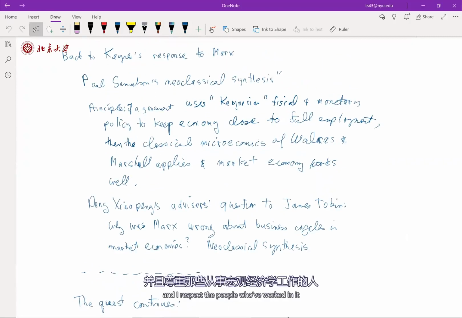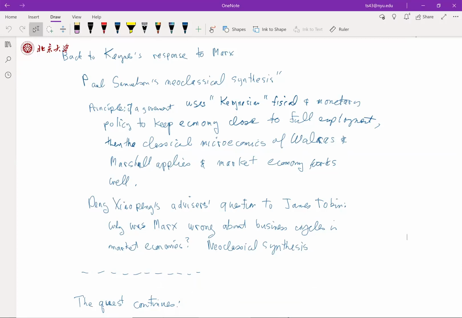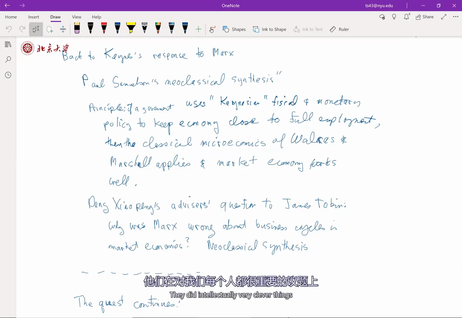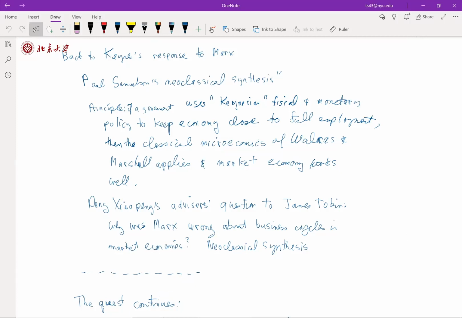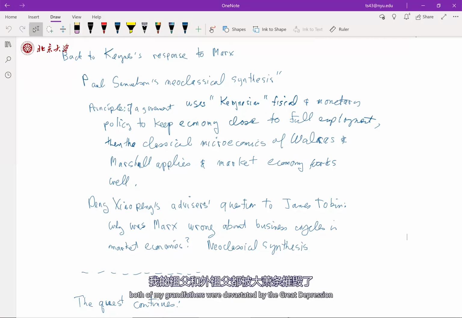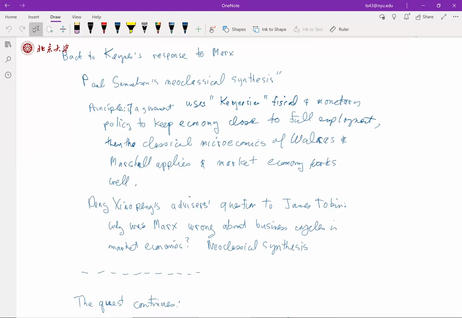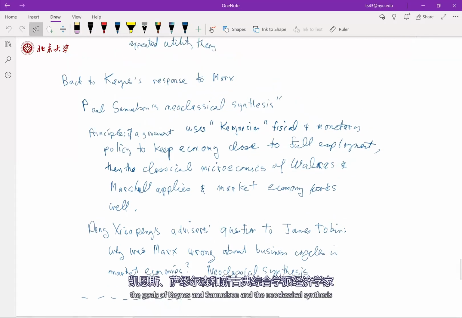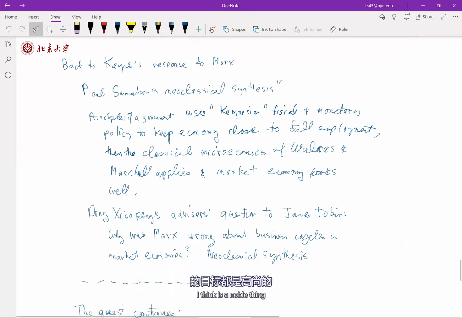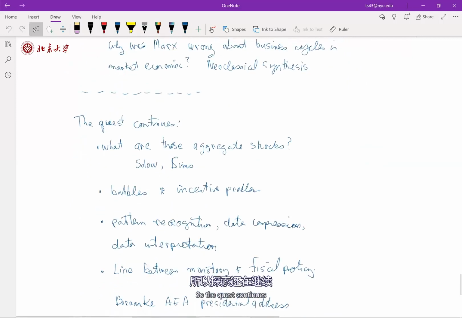So I love macroeconomics, and I respect the people who've worked in it, the giants. They did intellectually very clever things on an extremely important problem for all of us. I personally, both of my grandfathers were devastated by the Great Depression. One got up again and one never did. It was very sad. I loved them both, but I saw them. So depressions can do really bad things. And the goal of macroeconomists, the goal of Keynes and Samuelson and the neoclassical things, I view as a noble thing. So the quest continues.